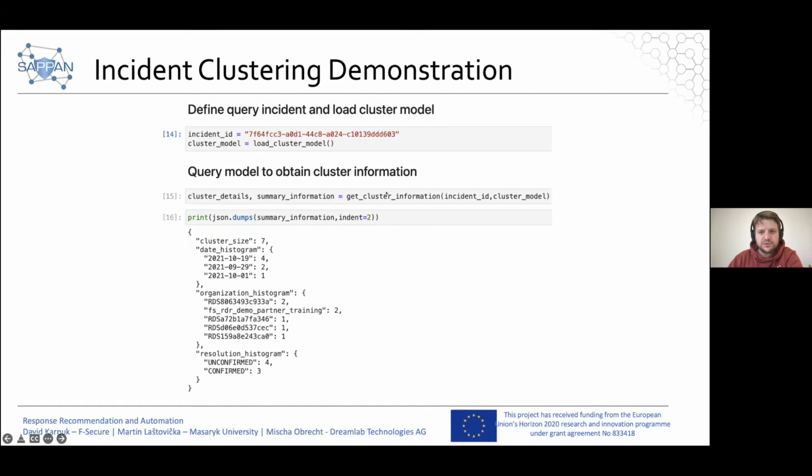I ask the cluster model to tell me about the cluster to which the incident I'm querying belongs, and it will dump out some summary information about the cluster. So I have this incident, I know it belongs to a cluster of size 7. Those incidents happened on these dates and at these organizations. And the cluster is a little suspicious. Of those 7 incidents, 3 of them have actually been confirmed security incidents. So this should raise an eyebrow. 4 of them are unconfirmed, which just means that no human has made a judgment on them yet.